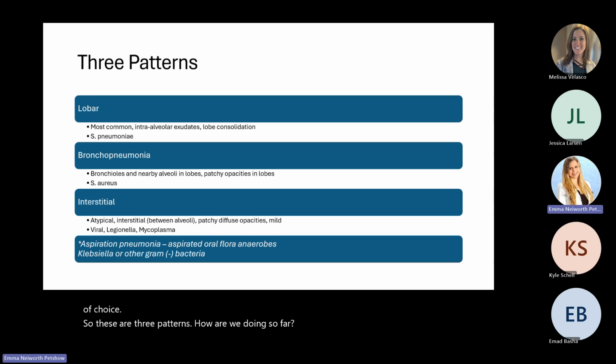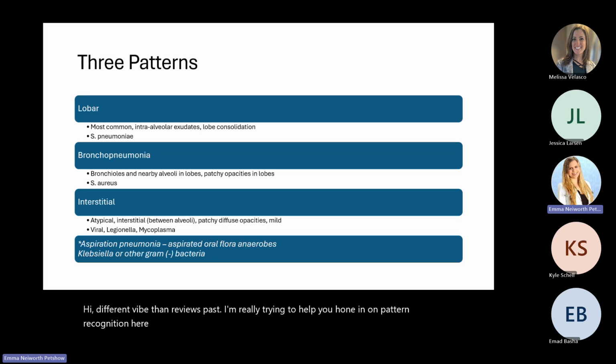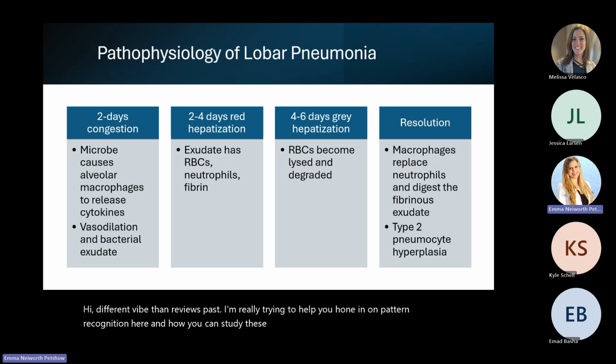Okay. A little different vibe than reviews past. I'm really trying to help you hone in on pattern recognition here and how you can study these things. So our lobar pneumonia, looking at our pathophysiology, is going to go through four classic stages which reflect our evolving immune activity in our body.